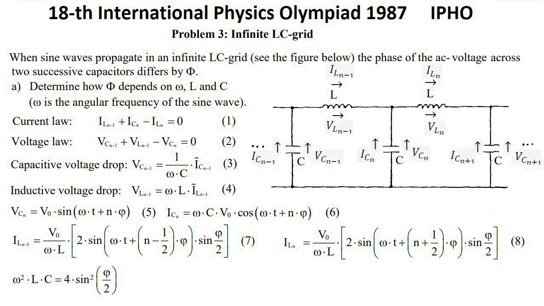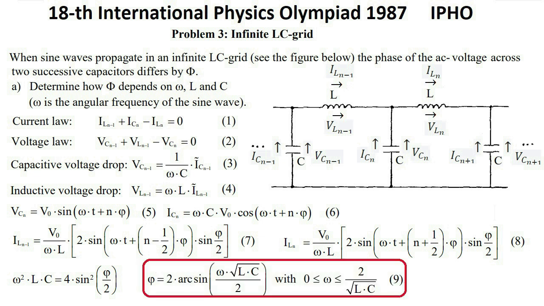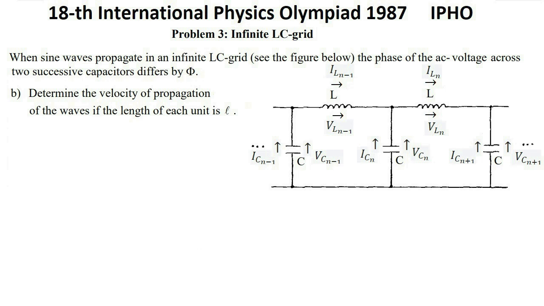Hence omega squared LC equals 4 sine squared of phi over 2. And the final result is 9. That was the solution for question A. Question B. Determine the velocity of propagation of the waves if the length of each unit is L.